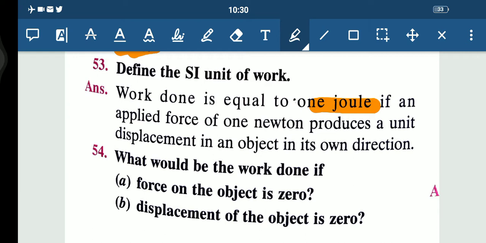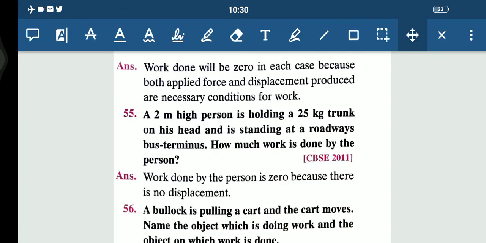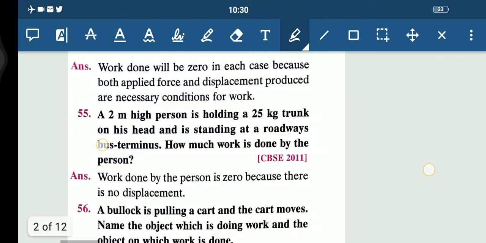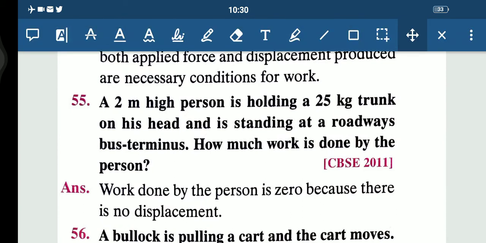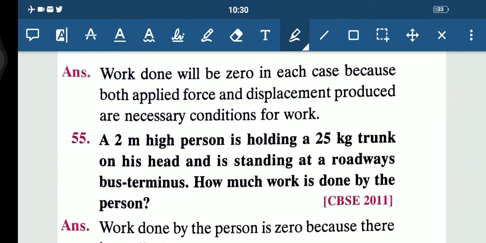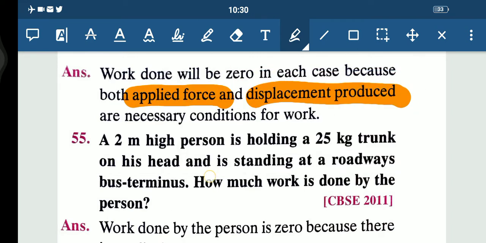The next question is: what would be the work done if the force on the object is 0, and second, if the displacement on the object is 0? So the work done will be 0 in both cases, bete. Fine, because both applied force and displacement produced are necessary for work to be done. We know, I have already told you in the beginning, that if we want work to be done, two conditions are required.